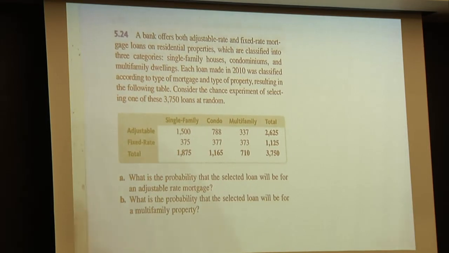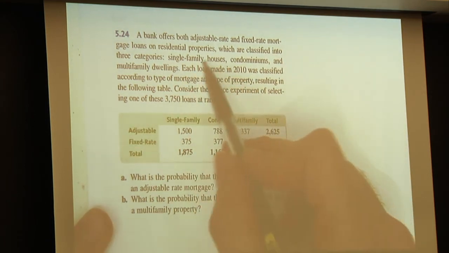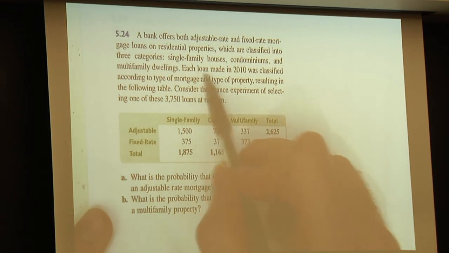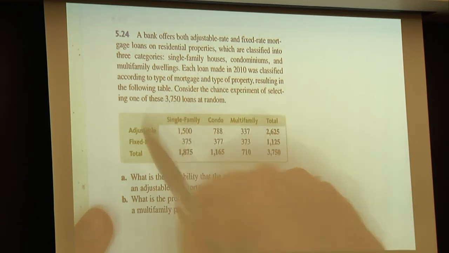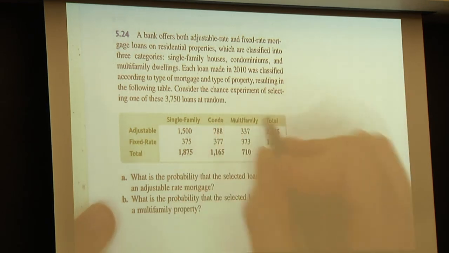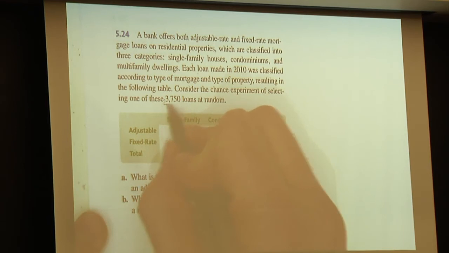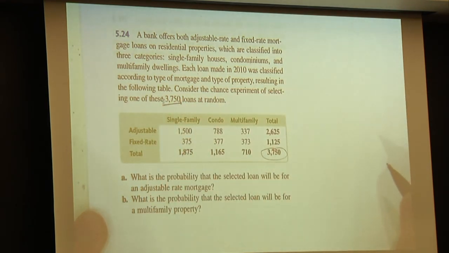Moving on with probability. So a bank's offering adjustable rate and fixed rate mortgage loans on residential properties classified into 3 categories: single family houses, condominiums, and multifamily dwellings. Lovely. Each loan made in 2010 is classified according to the type of mortgage and type of property, giving us the following table. So there we want to know a chance experiment of selecting one of these 3,750 loans at random. So our grand total here is 3,750 for the total number of loans that they have.